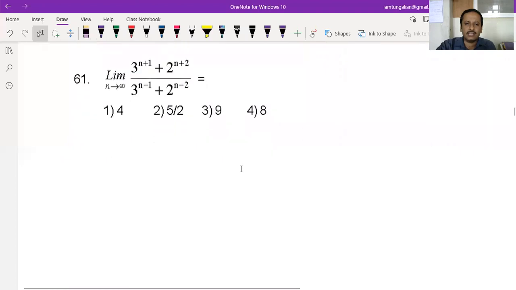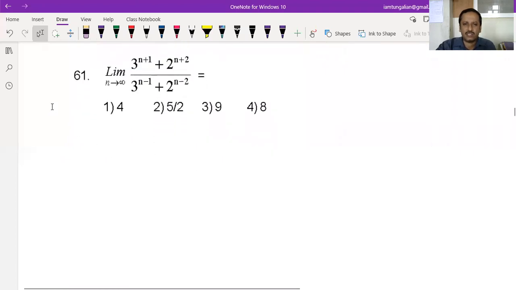Okay. Next, look at the 61st question. Limit n tends to infinity, (3 to the power n plus 1 plus 2 to the power n plus 2) divided by (3 power n minus 1 plus 2 power n minus 2) is equal to. If I directly apply the limit, I am going to get infinity by infinity, because 3 power infinity, with 3 being greater than 1, will be infinity, and this is also infinity.